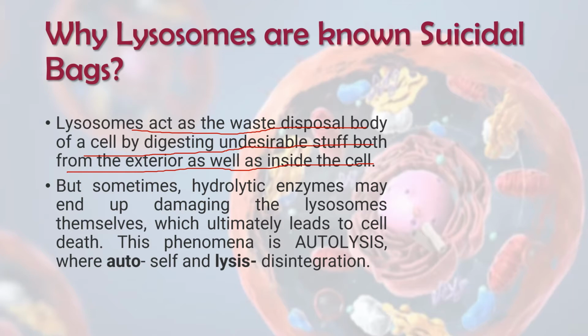But sometimes the cell is in a stress condition, or damaged or infected. Then the lysosomes get burst open by destruction of their membrane and all the hydrolytic enzymes get released, which digest their own cell, causing the cell to die. This process is known as autolysis. Auto means self and lysis means disintegration. It also happens when the cell is not getting proper nourishment or nutrients. It autolyses itself and becomes food for the other neighboring cells.